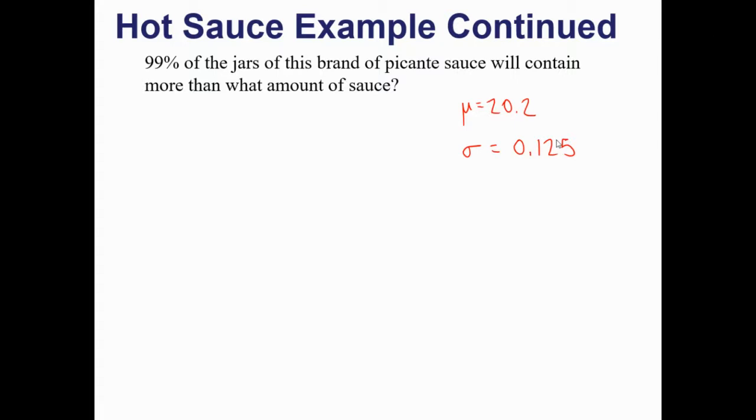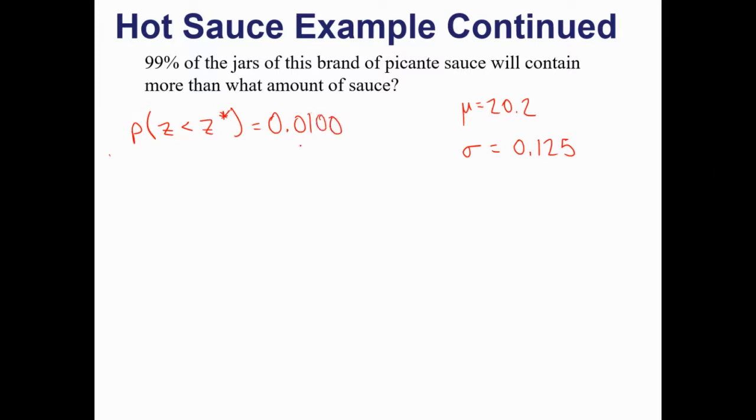Well, if 99% contain more than a certain amount, what percent contains less than that amount? 1%. And why do we have to do less than? Main reason is our table only gives us the less than amount, not the greater than. So what we want is the probability that Z is less than Z star to be 0.01.